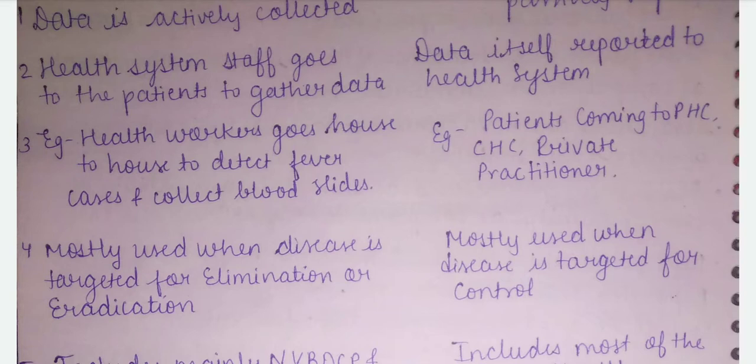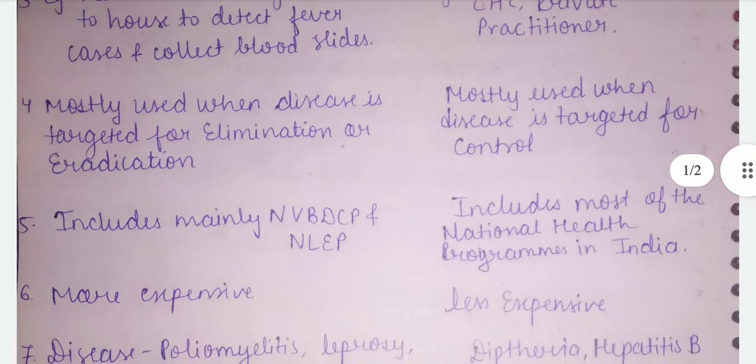Third, in active surveillance, the health worker goes house to house to detect fever cases and collect blood on slides. In the case of passive surveillance, an example is patients coming to the primary healthcare center or a private practitioner. Fourth, active surveillance is mostly used when the disease is targeted for elimination or eradication, and passive surveillance is mostly used when the disease is targeted for control.